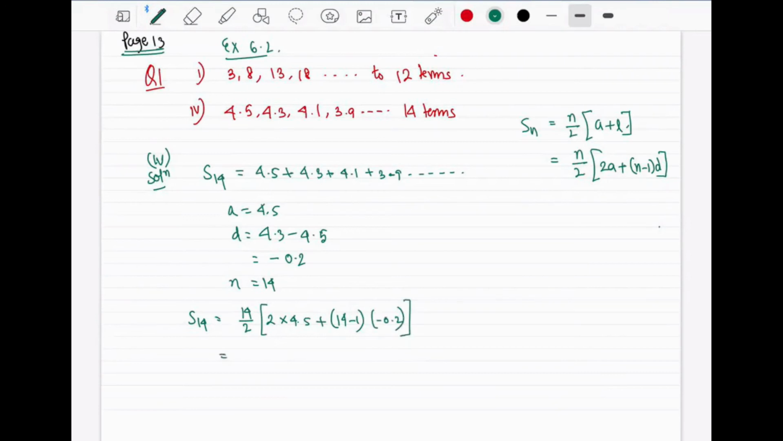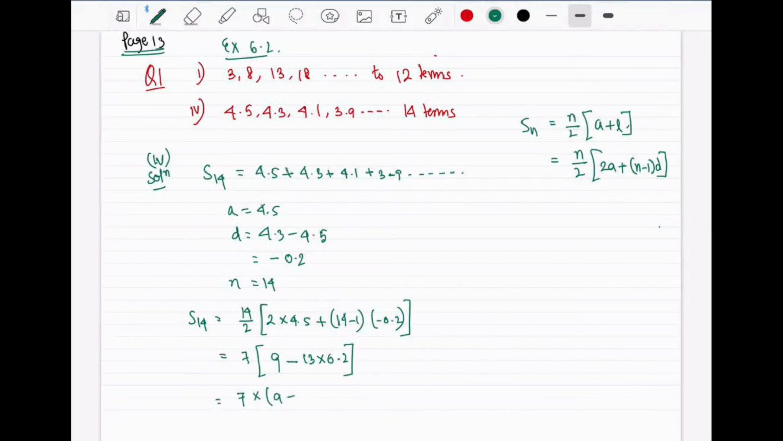Let's work it out. 14 by 2 is 7. Bracket. 2 into 4.5 is 9. Plus 14 minus 1 is 13 into minus 0.2. Okay, I can remove the minus sign. You can do one more step here. Plus and minus, if you multiply, we are going to obtain minus sign. So just replace the plus sign here with a minus. Okay, that way I can lose the minus sign here. So let's do it. Minus 13 into 0.2. So 7 into 9 minus 13 into 0.2.